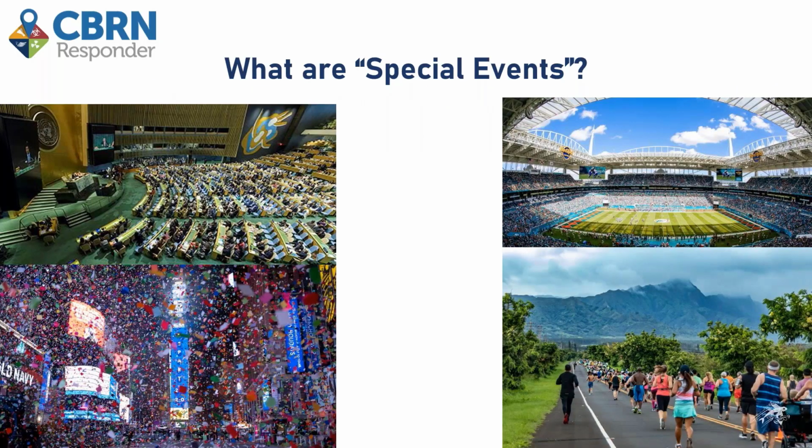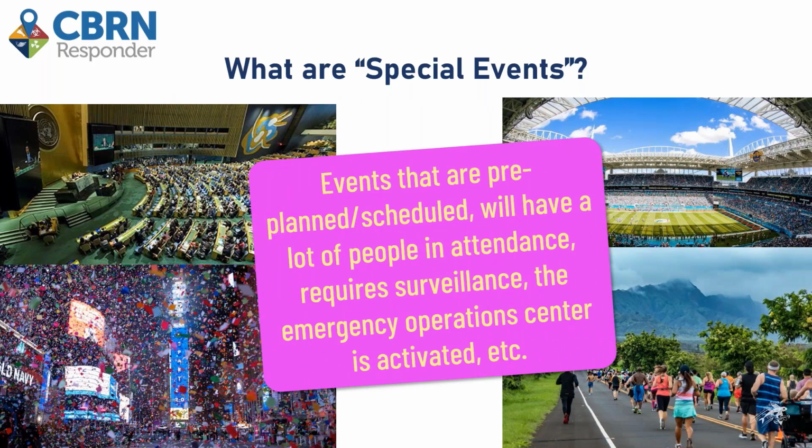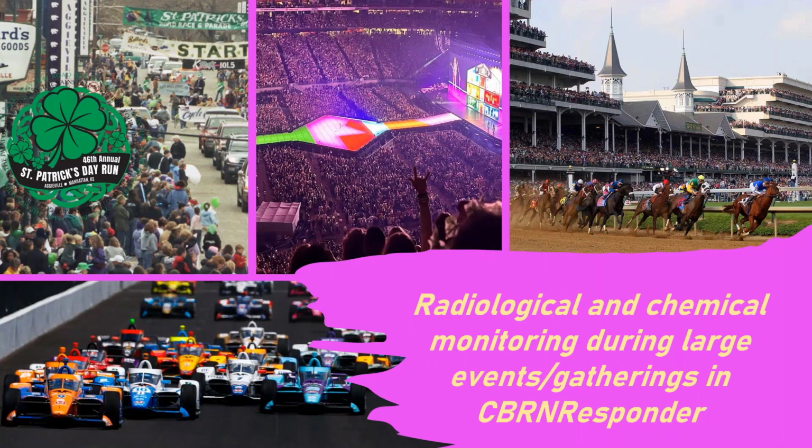What are special events? We consider special events to be those that are pre-scheduled or pre-planned. They're going to have a lot of people in attendance. It requires surveillance. Maybe your emergency operations center has been activated. These are some examples where CBRNResponder has been used in the past: the UN General Assembly, New Year's Eve in Times Square, the Super Bowl a few years ago in Miami, and the Honolulu Marathon. You can use CBRNResponder for radiological and chemical monitoring during these large-scale events and gatherings, and here are some other examples.